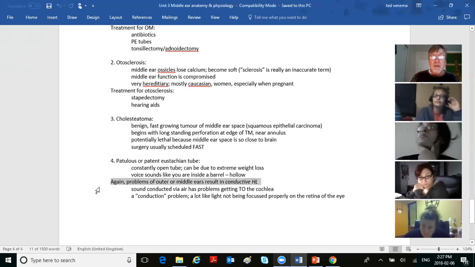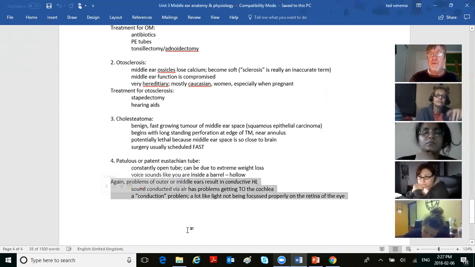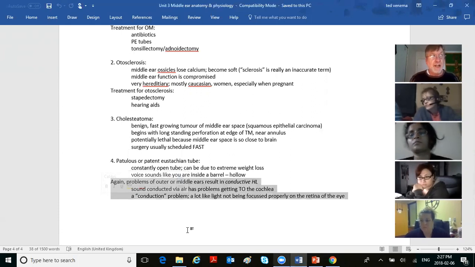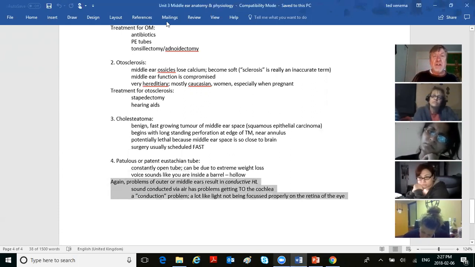Here's how we end. Problems of the outer or middle ears result in conductive hearing loss. Sound conducted via air has problems getting to the cochlea. A conduction problem, a lot like light not being focused properly on the retina of the eye. You can think about conductive hearing loss as a plug in the ear. When you wear earplugs to protect yourself from noise, you're giving yourself a conductive hearing loss on purpose.